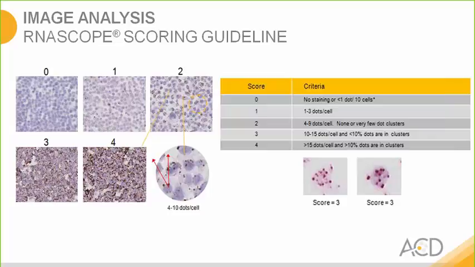Seen here for image analysis is a semi-quantitative scoring guideline that we use for RNAscope, a scale from 0 to 4, 0 being no staining or less than 1 dot per cell, 1 with 1 to 3 dots per cell, a score of 2, which is 4 to 9 dots per cell, a score of 3, which is 10 to 15 dots per cell, but less than 10% of the dots are in clusters, or a score of 4 in which there are greater than 15 dots per cell and greater than 10% of the dots in clusters.